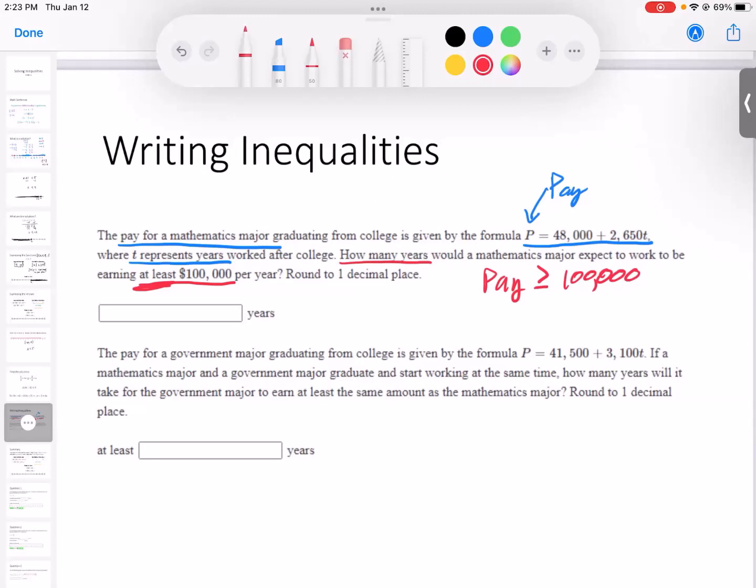And so to solve it, you would just say, well, I know that my pay equals this amount. So you'd put in 48,000 plus 2650T is greater than or equal to 100,000. And then you'd go through and solve that, figure out what T is, and that would be the number of years that you would need to work in order for your pay to be over 100,000. So that's kind of how you break down a word problem.